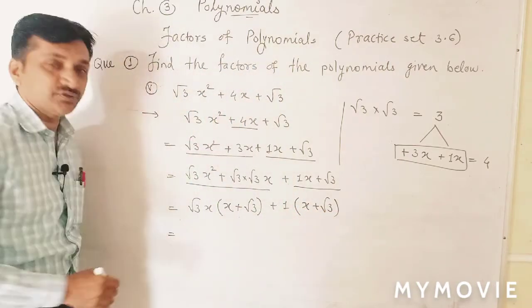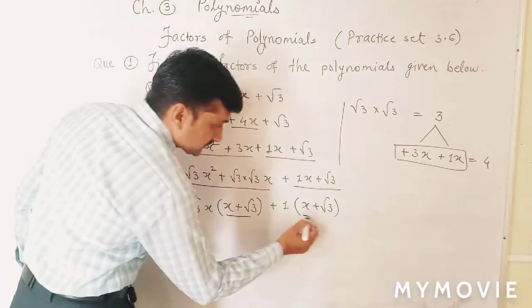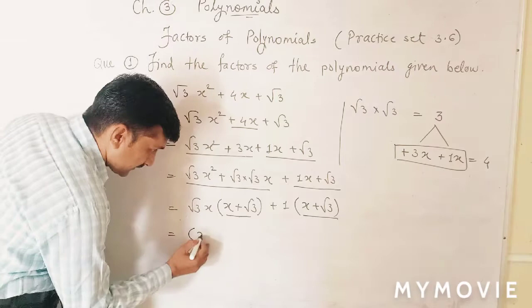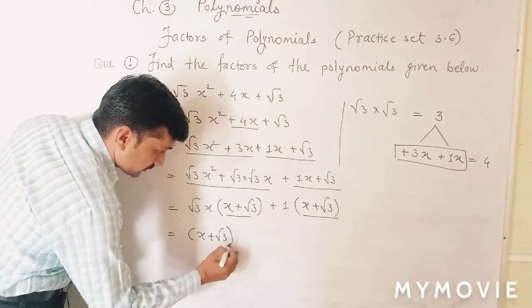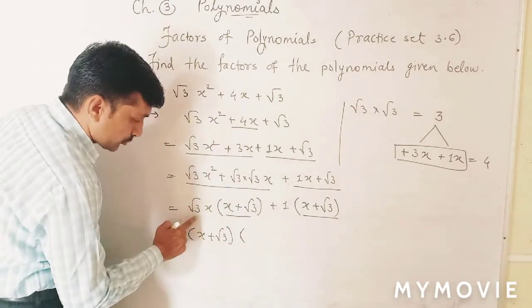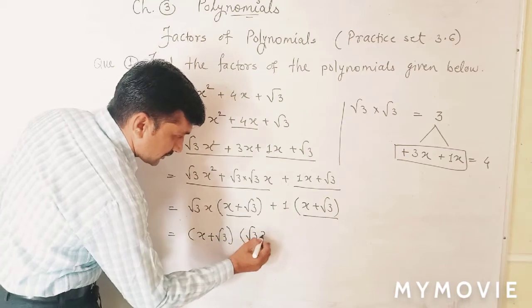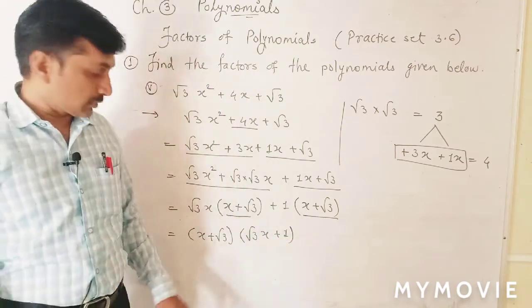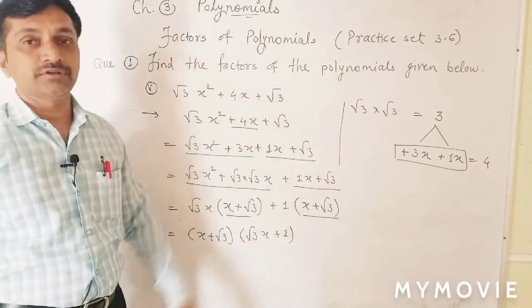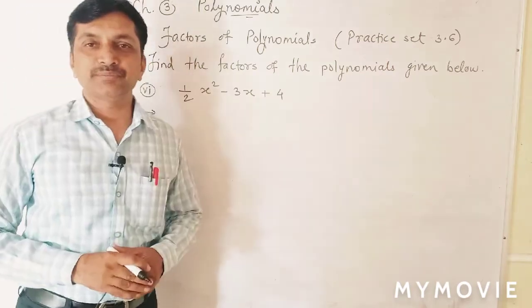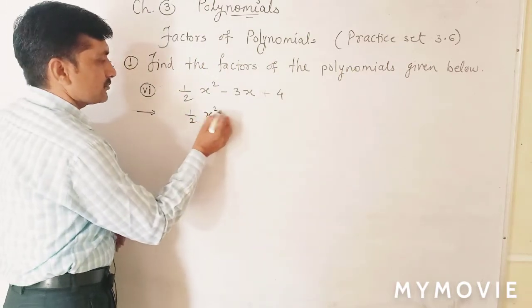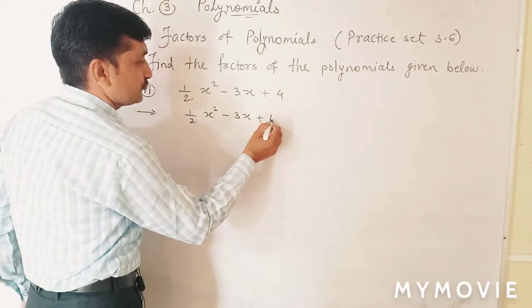Last step now. What is the common bracket? This is the common bracket, x plus square root of 3, and uncommon in the second bracket. Uncommon is this, square root of 3 x plus 1. These are the two factors of this polynomial. Example number 6. 1 upon 2 x square minus 3x plus 4.